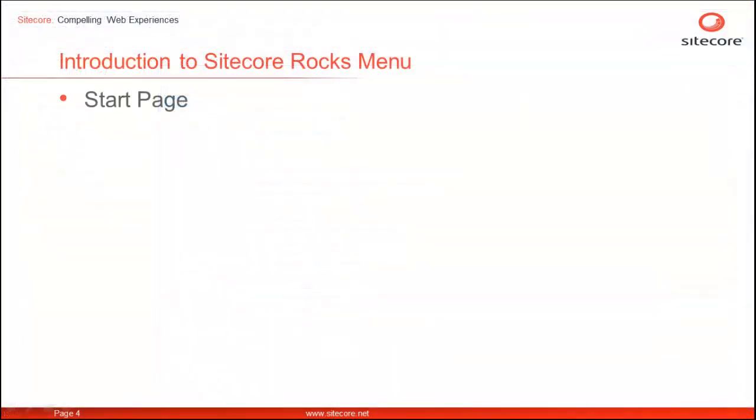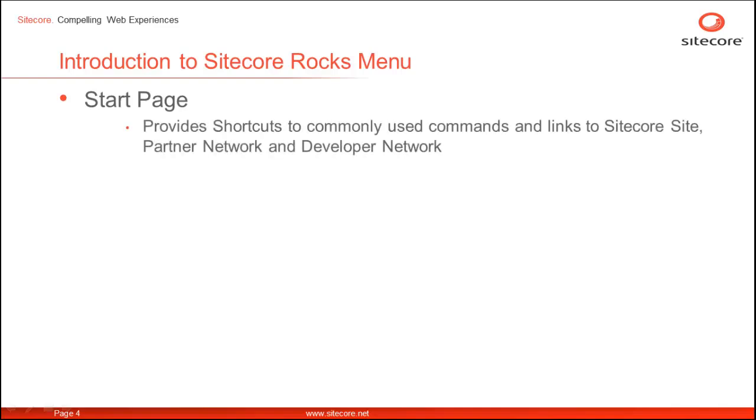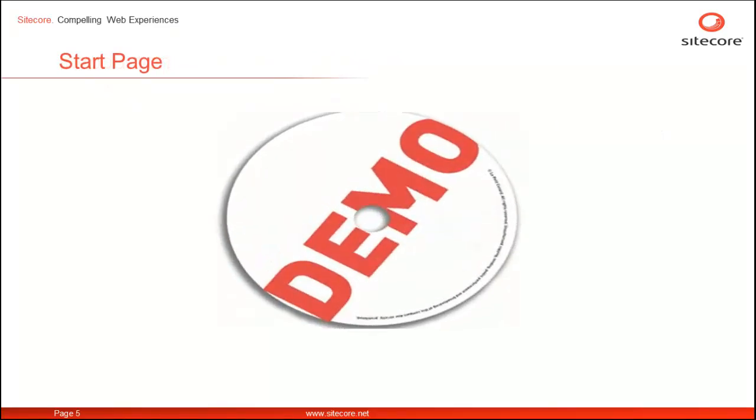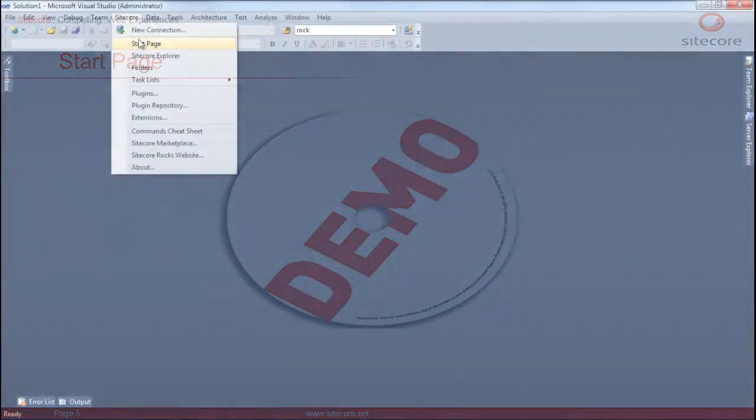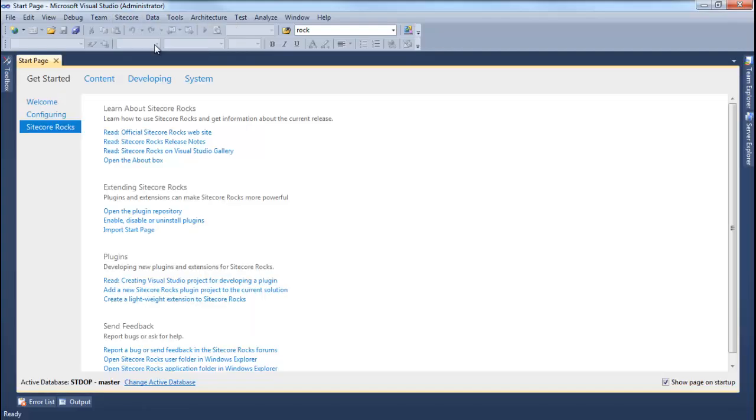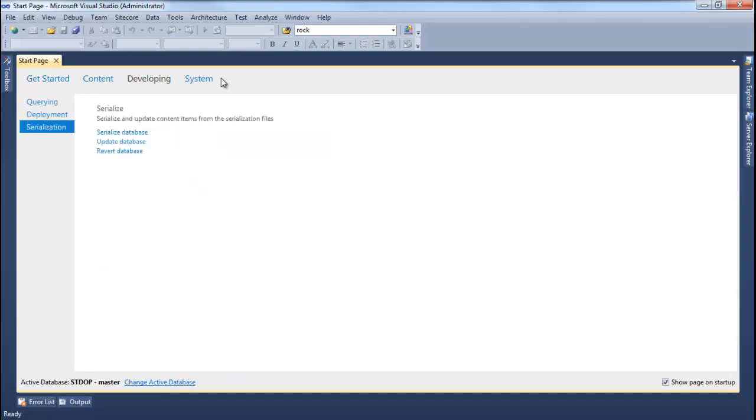The next menu option, Start Page, opens the Sitecore Start Page and provides us shortcuts to commonly used commands and useful links such as Partner Network and Developer Network. Let's have a closer look at it. Clicking on the Start Page menu option launches the Sitecore Start Page. The Sitecore Start Page has lots of commands on its various tabs.